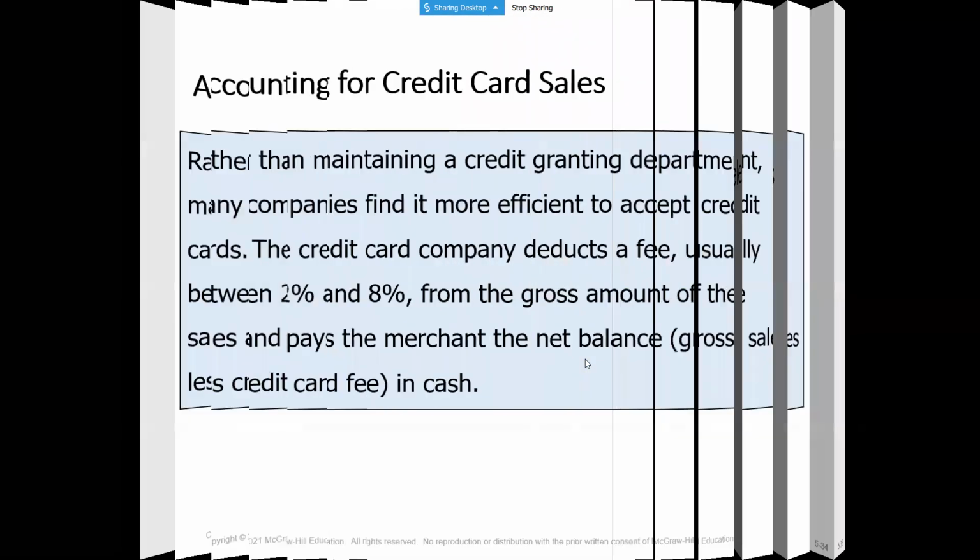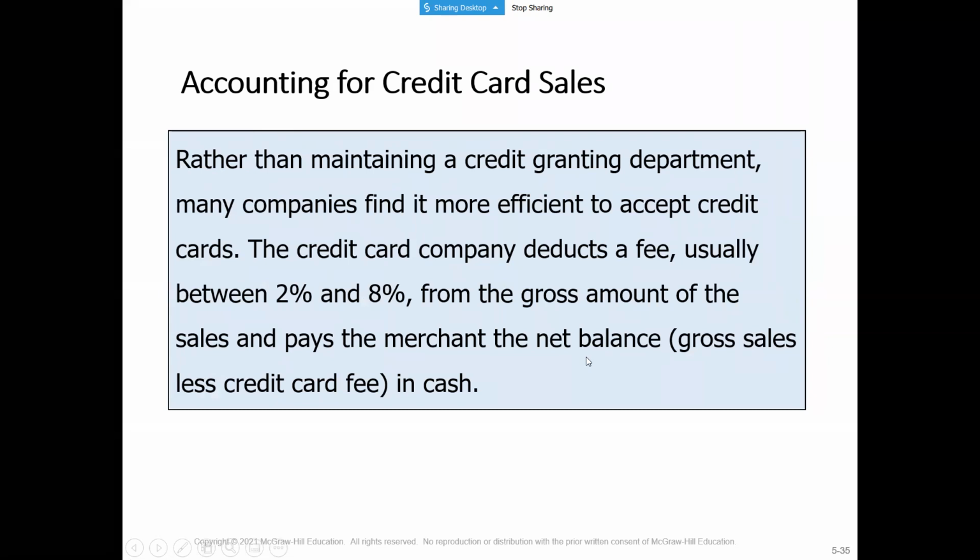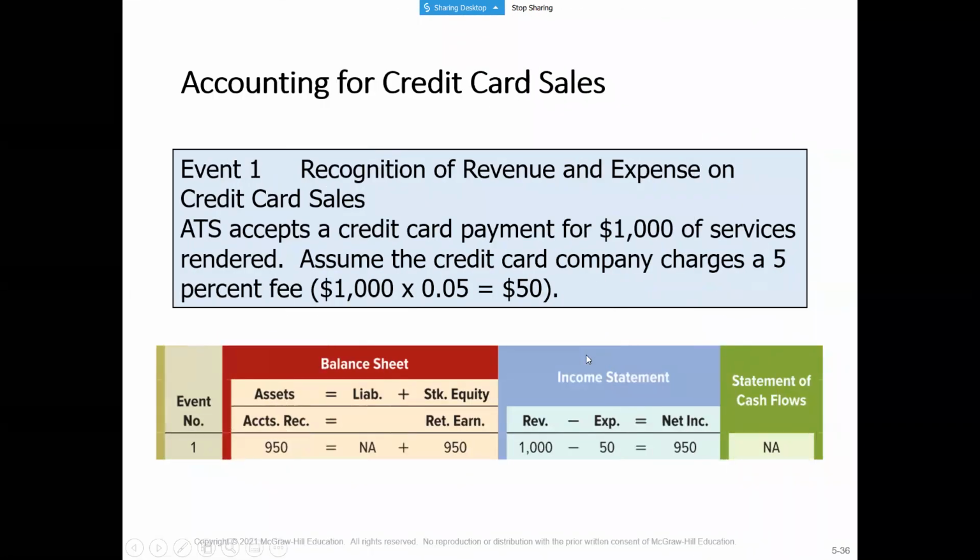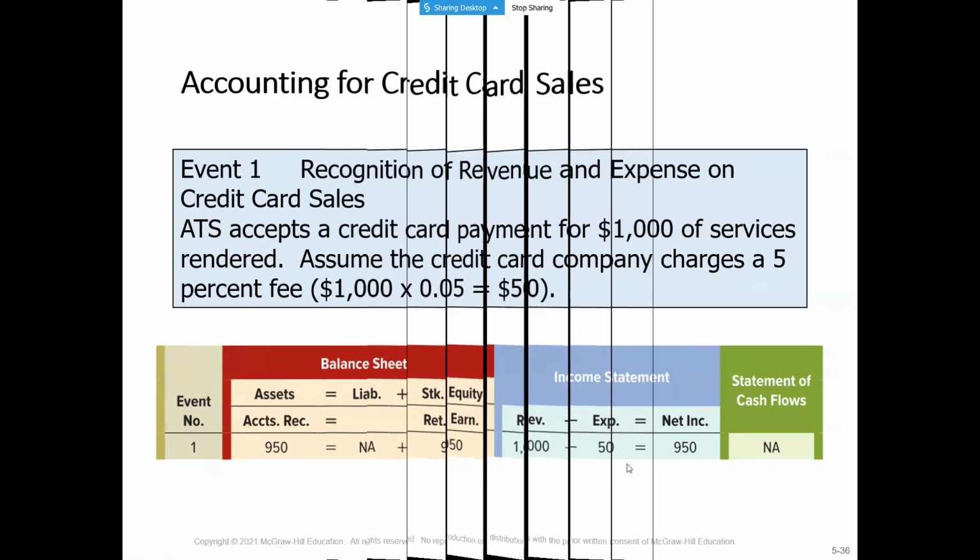Okay, so credit card sales, you will not receive the full amount of cash. If you had a $1,000 sale, credit card company charges a 5% fee. You will not receive $1,000 cash. You'll receive $1,000 less 5%. In this case, it was $950. So $950 in cash, but we still have $1,000 of revenue. We also have $50 of expense.